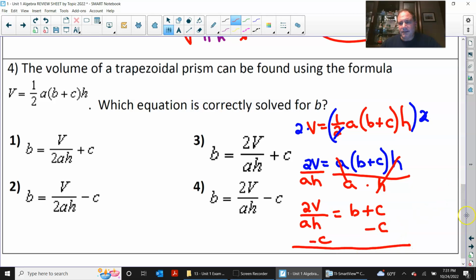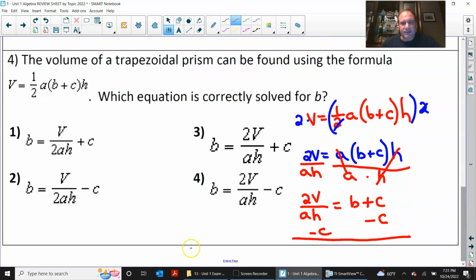And I'm going to rewrite it. I'm running out of space. 2v over AH minus C, this cancels, equals B. That's this.